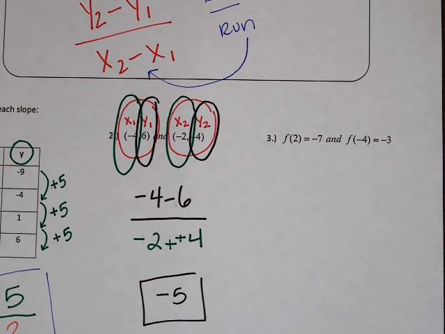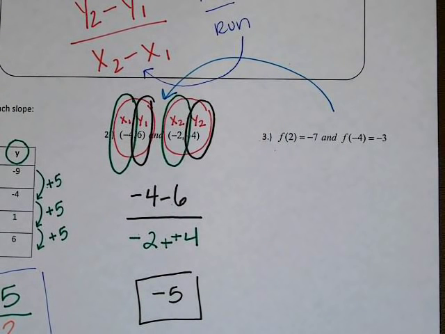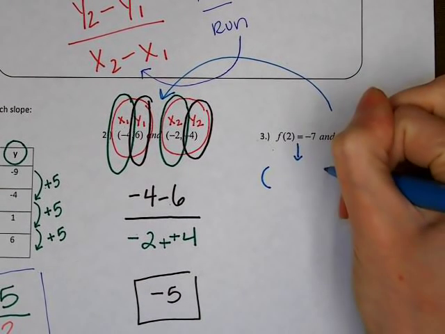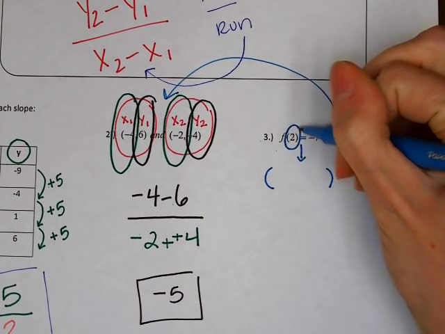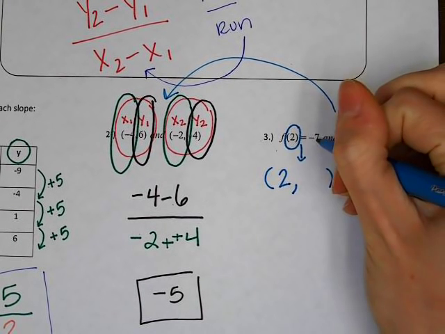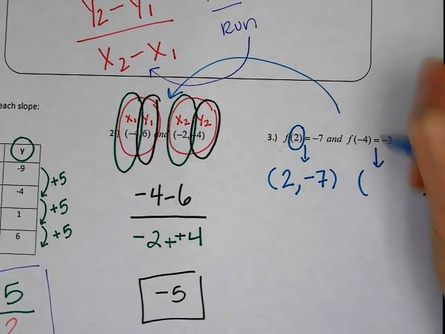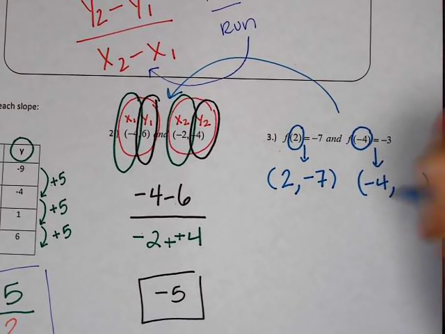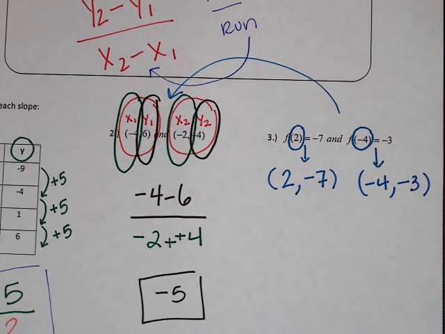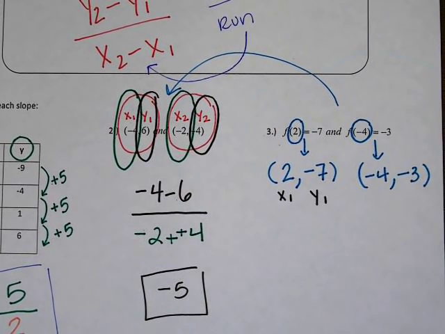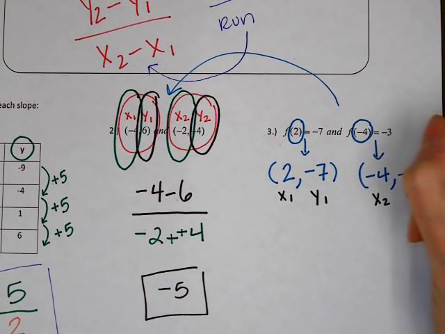Okay, and then example 3, function notation. It's actually exactly the same as if they gave you 2 ordered pairs, because remember, the number in the parenthesis is always the x, and then this is always the y. And then same thing here. The number in the parenthesis is always the x, and this number is the y. So then it's just like this one. Let's label everything. This is x1, y1, and the second point is x2, y2.